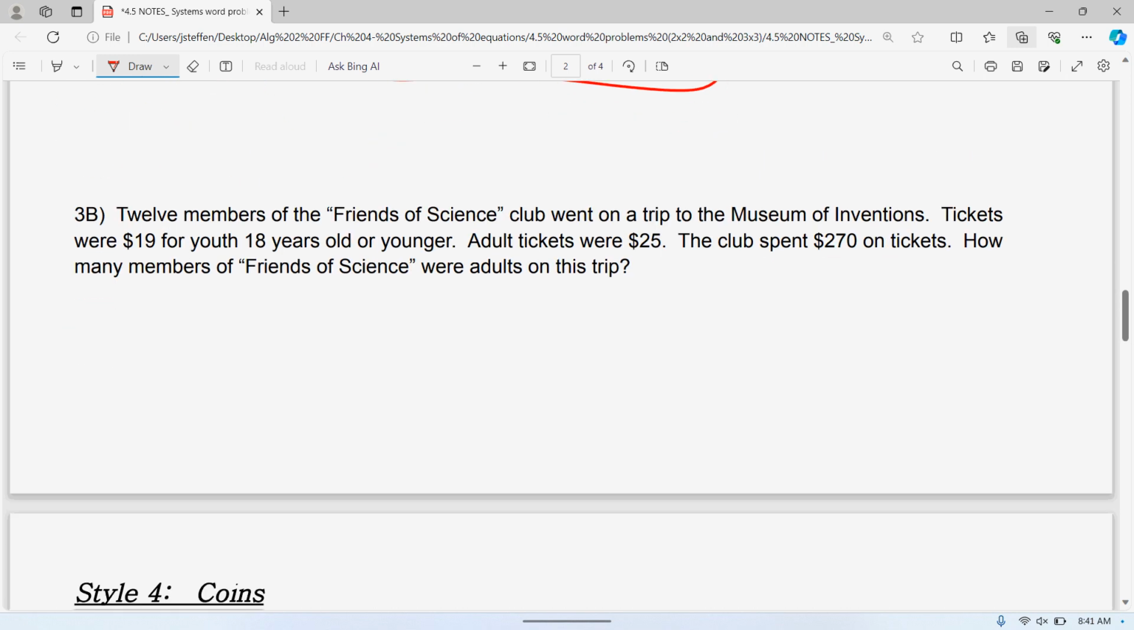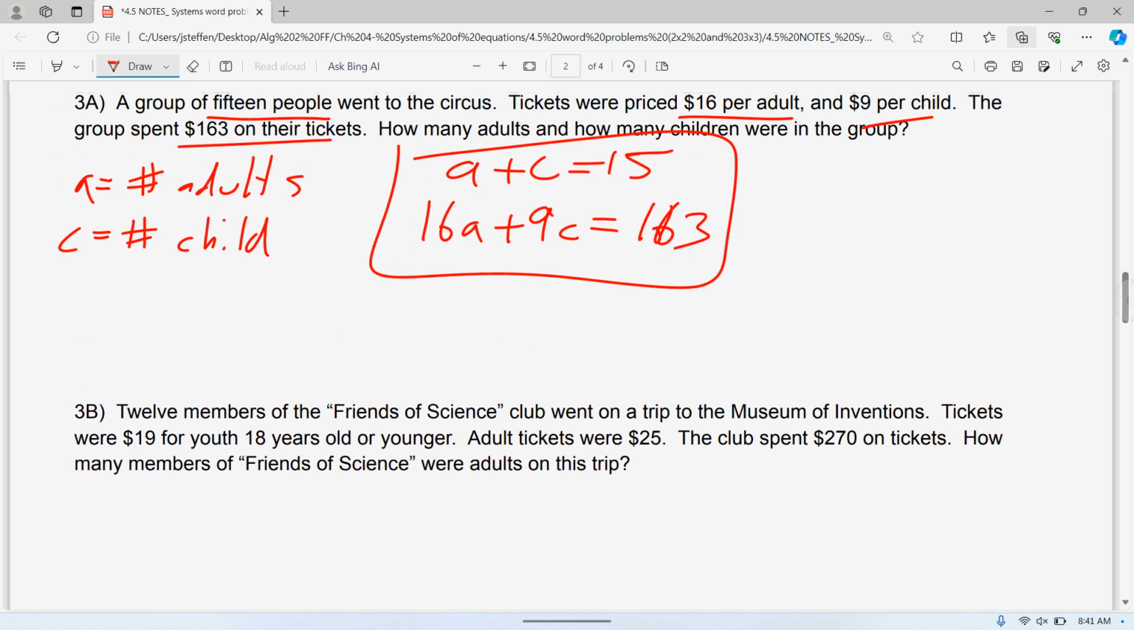Go ahead, do number 3B on your own. I'll put the second. Again, we're not going to solve them from here on out. There's one type of problem that I'll solve, but I want to make sure I have time for that. So go ahead, set this up. And again, this is adults and students. Adults and youth, so whatever variables you want.